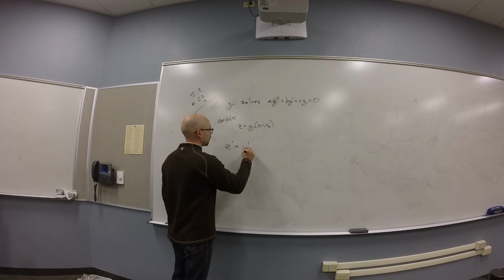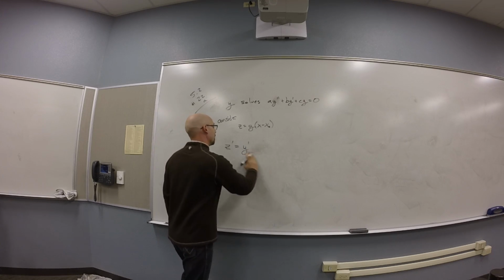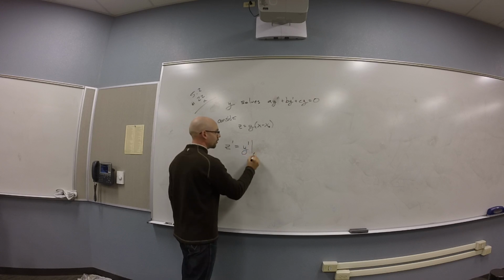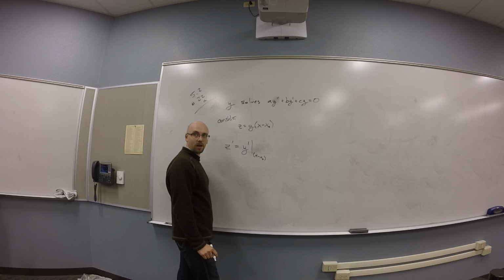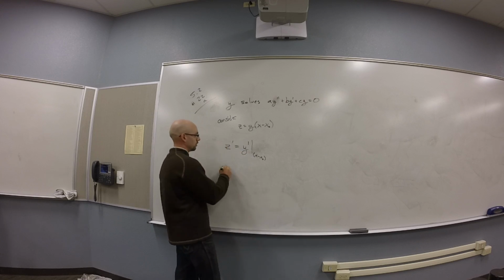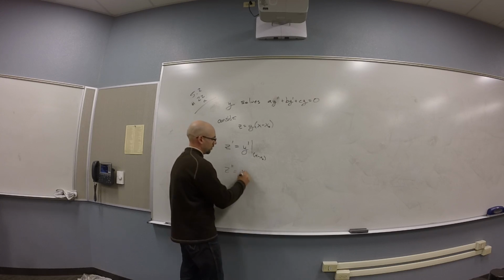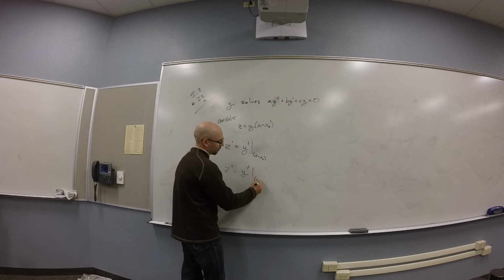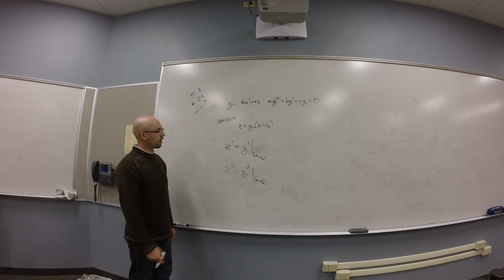You get y prime, let me rephrase that, y prime evaluated at x minus x naught times the derivative of x minus x naught, which is 1. So when you do z double prime, you get the same thing: y double prime evaluated at x minus x naught times 1. Okay, and then you want to know if this solves.